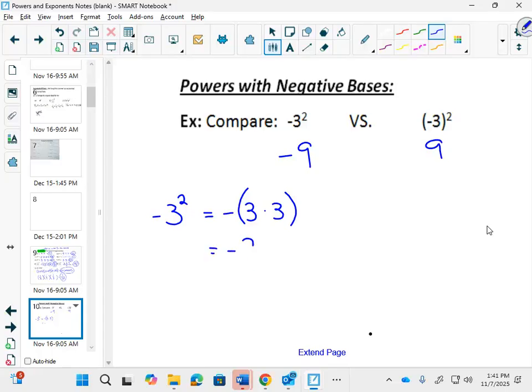And then 3 times 3 is 9. 9 with a negative out in front, that's negative 9. The second one, when I have negative 3 in brackets squared, now the exponent hits the whole brackets. So this is negative 3 times another negative 3. And a negative times a negative is positive, and 3 times 3 is 9.